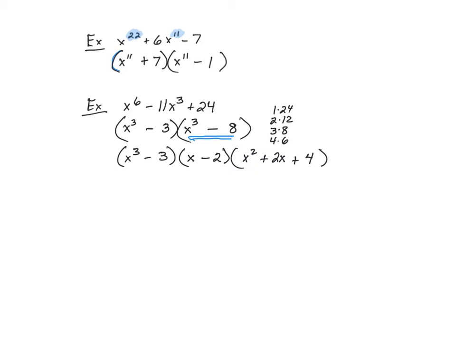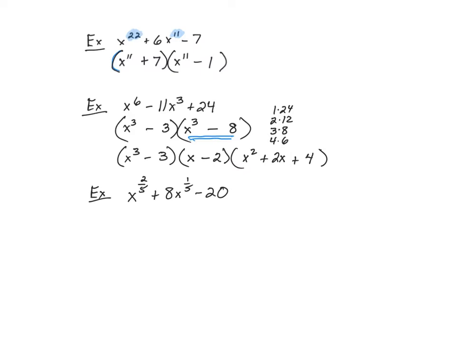Let's take a look at a problem now that is not a polynomial. I told you we would get to some of those. So here it is. It is x to the 2/5 plus 8x to the 1/5 minus 20. And it is certainly not a polynomial because we have exponents that are fractions, the 2/5 and the 1/5.